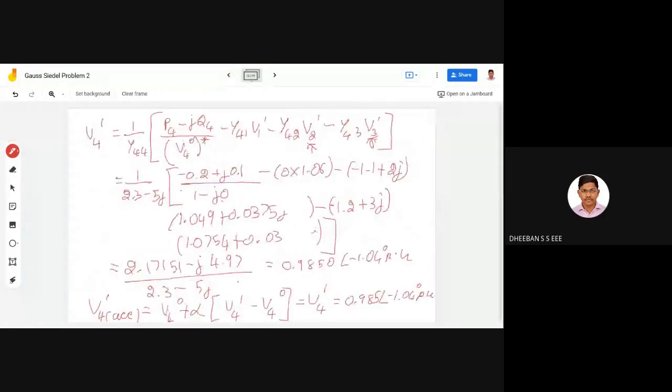For V4, what you're getting, just tell me directly in polar form. So it's 1.098 at an angle of 3.289, sir.